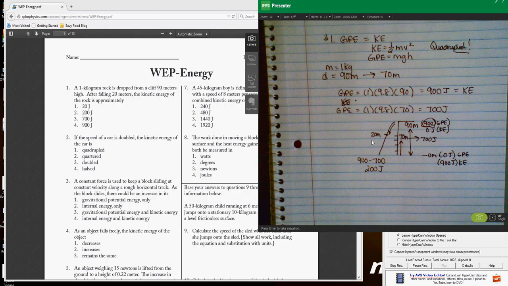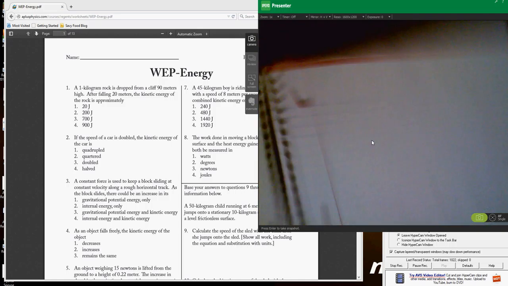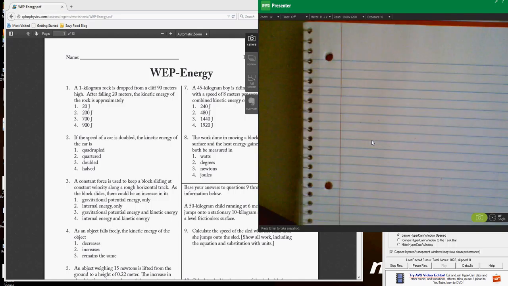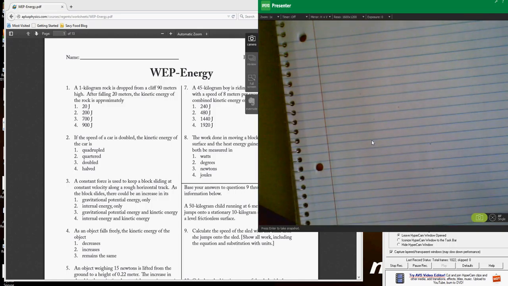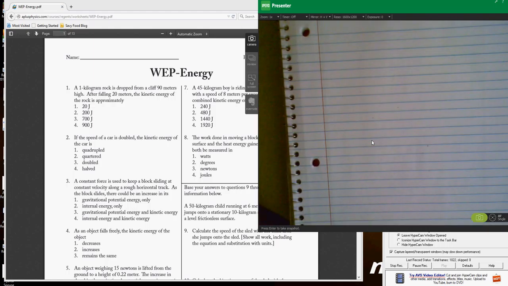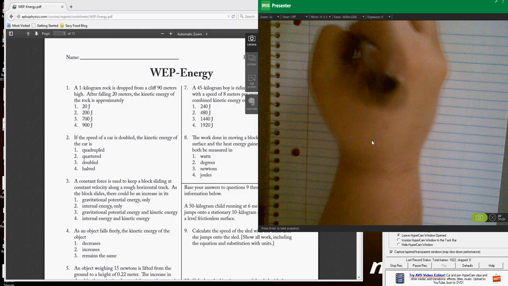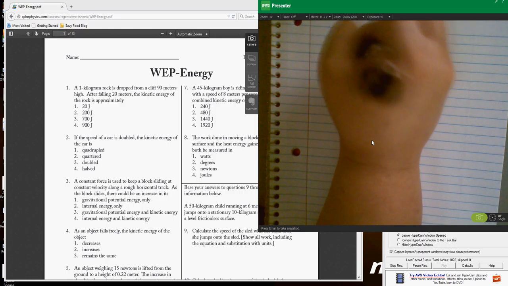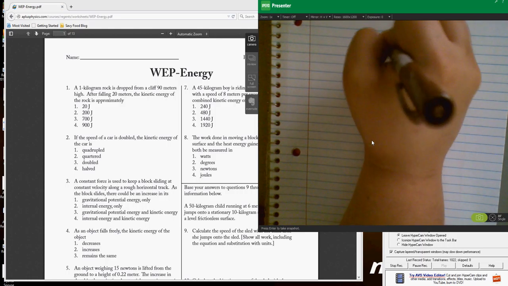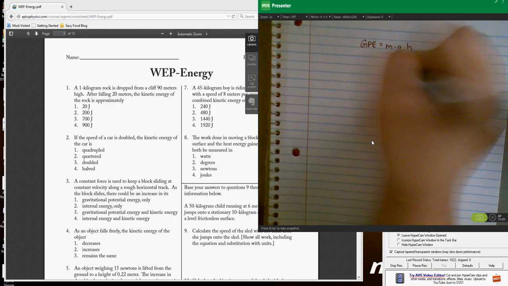As an object falls freely, the kinetic energy of the object is going to increase because your speed is increasing. For number 5, an object weighing 15 newtons is lifted from the ground 0.22 meters. The increase in the object's gravitational potential energy is approximately. So GPE is equal to mass times gravity times height, which is 15 for our mass.